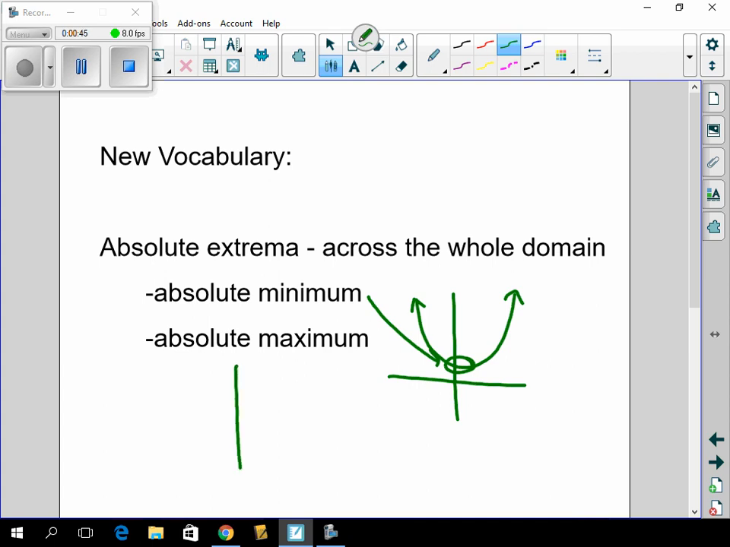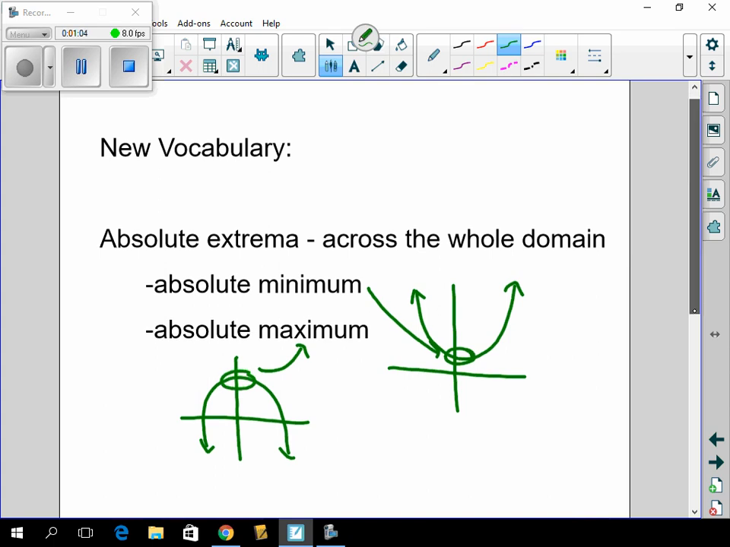And then for an absolute maximum, a great example is another parabola, but with a negative coefficient. And so this parabola is going down, so this one has an absolute maximum. I'm never going to reach a higher point. So basically, it's the largest or smallest f of x value we can find across the whole domain.